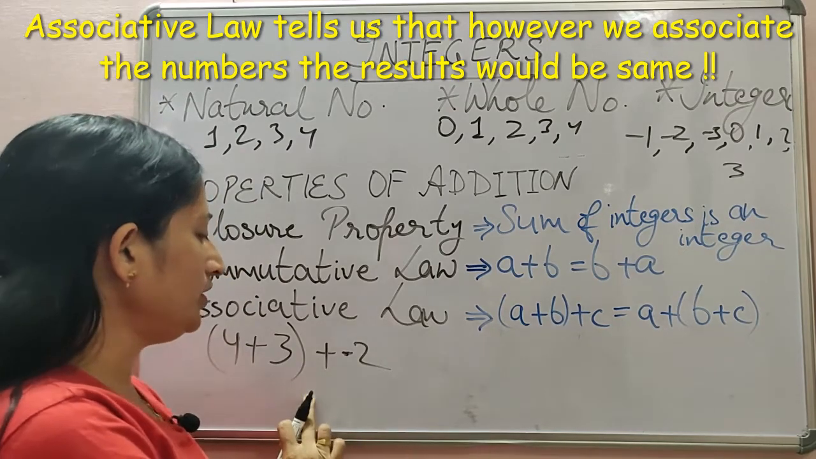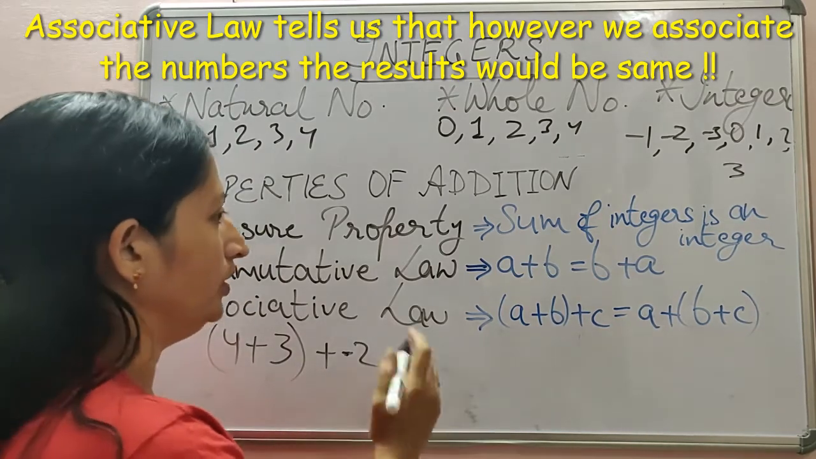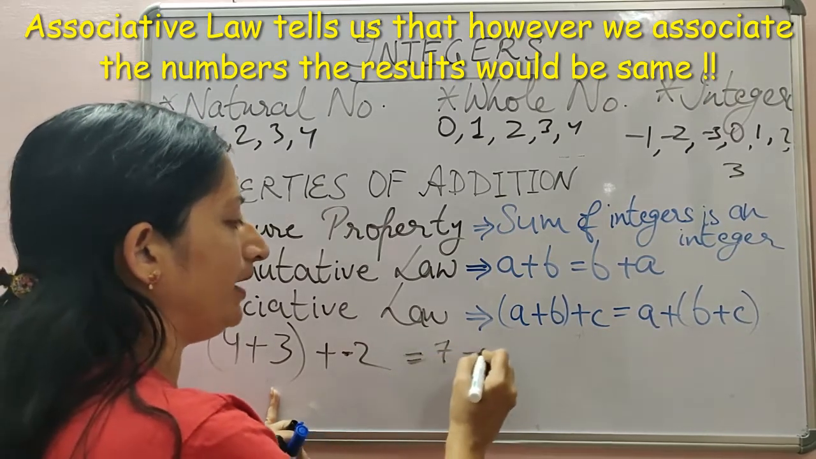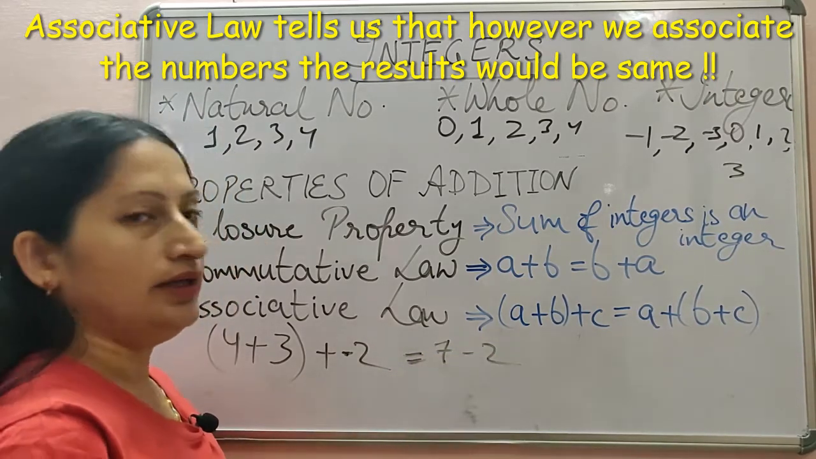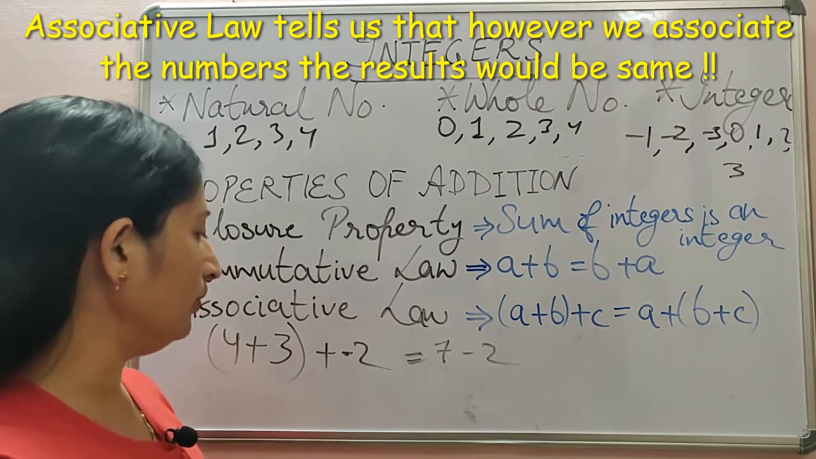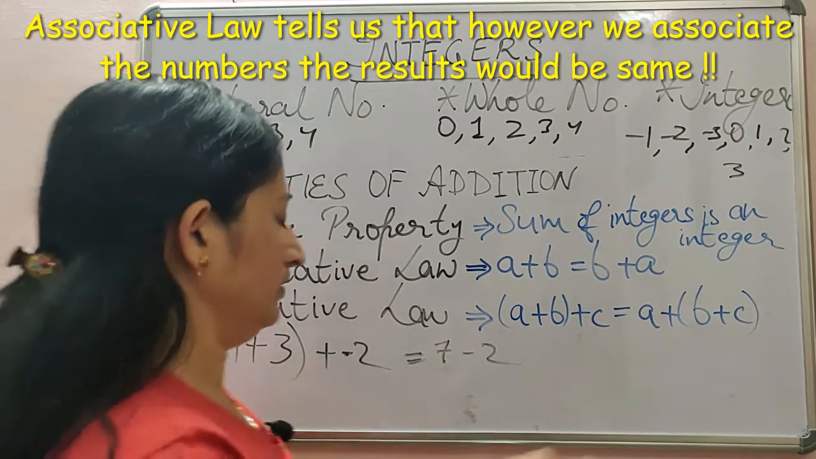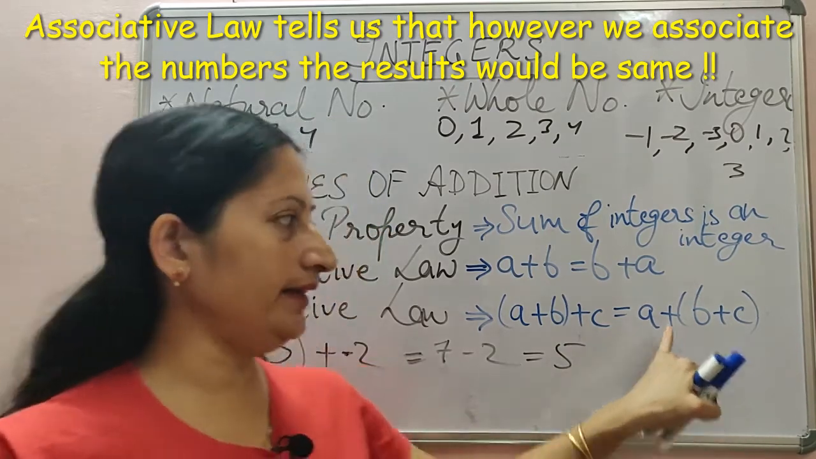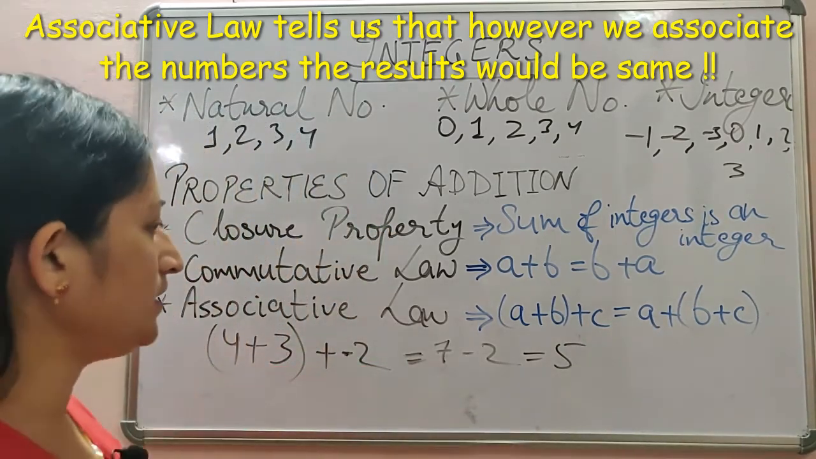So 4 plus 3 plus minus 2 when I do, what will it give? It will give you 7 minus 2, that is your 5.